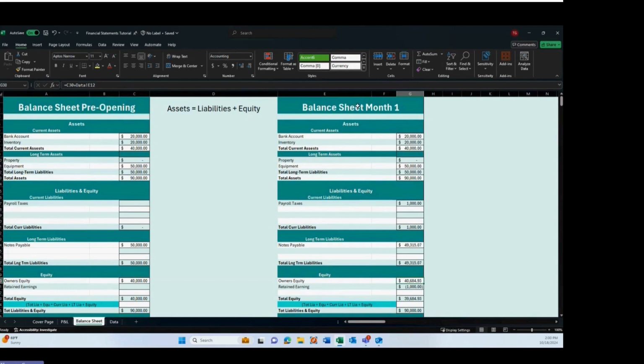They can be further broken down into subsections. So current assets are items that can be liquidated fairly easily. So we see in our current assets, we have bank account and inventory. Obviously, bank account is pure cash. Inventory is something that you're constantly turning over to produce cash. Long-term assets, property, equipment. These are things that are going to take a little bit longer to turn into cash.